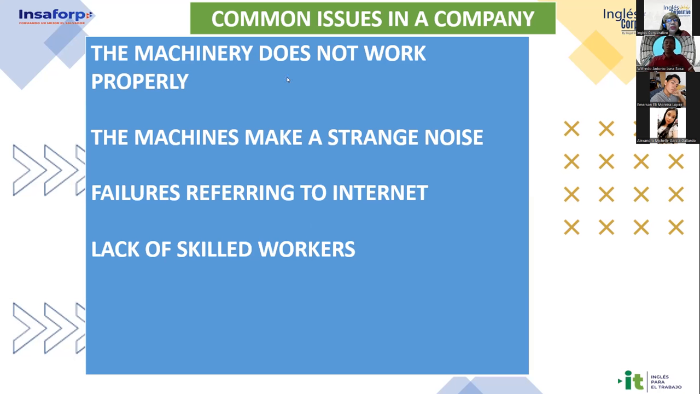In number one, the machinery does not work properly. You know the machinery, we have talked about this before. The machinery sometimes is failing. It's not working correctly. That is a problem. That is an issue. Number two, the machines make a strange noise. They are working, and suddenly you will hear a strange noise, a noise that is not normal. That is a problem. When that happens, it's because something bad is happening, in the present.